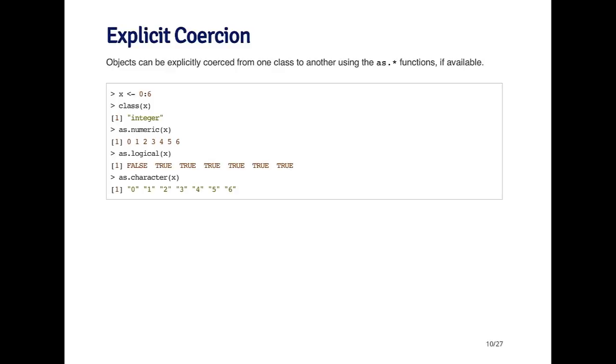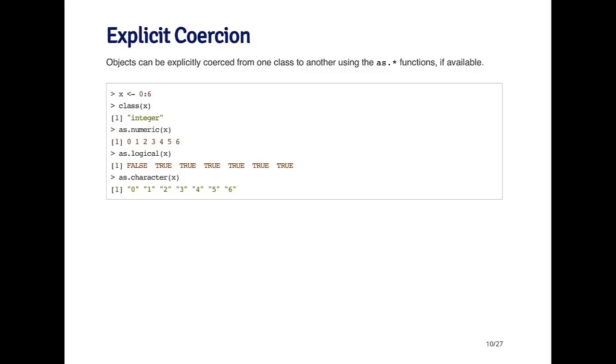So here in this example, I'm starting off by creating an object called x, which is a sequence of 0 to 6. This is an integer sequence, as you can see when I call class on the object. But I want to convert it into a numeric sequence. So I can call as.numeric on x, and you can see that it prints out 0, 1 through 6, which looks like an integer object, but it's actually numeric. Or I can convert it into a logical.